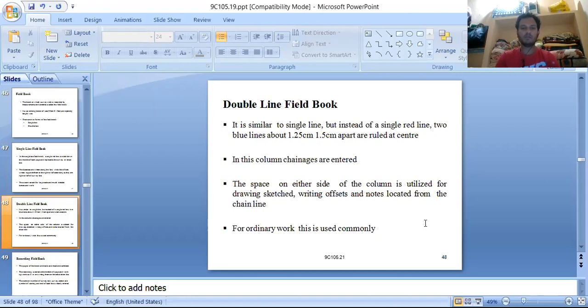And we have the double line field book. It is similar to the single line field book, but instead of a single red line, two blue lines about 1.25 to 1.5 centimeter apart are ruled at the center. In this column, chain edges are entered. So in the double line field book there is a column in which we will enter the chain edges of different points. The space on either side of the column is utilized for drawing sketches, writing offsets and notes located from the chain line. For ordinary type of work, this double line field book is used commonly.